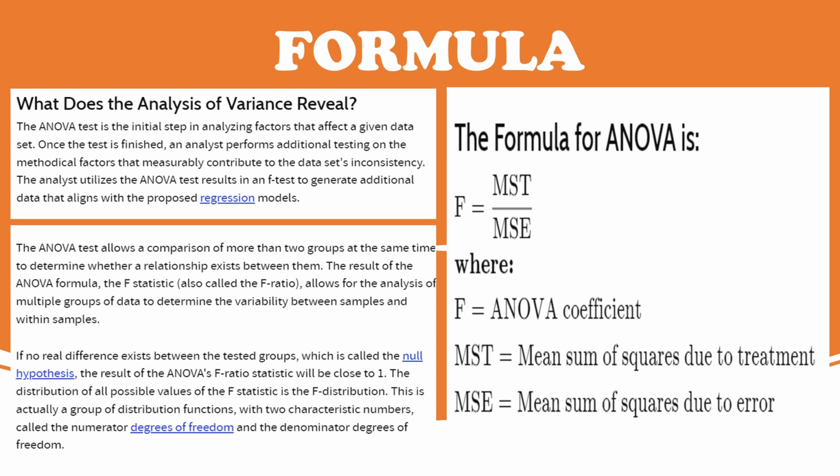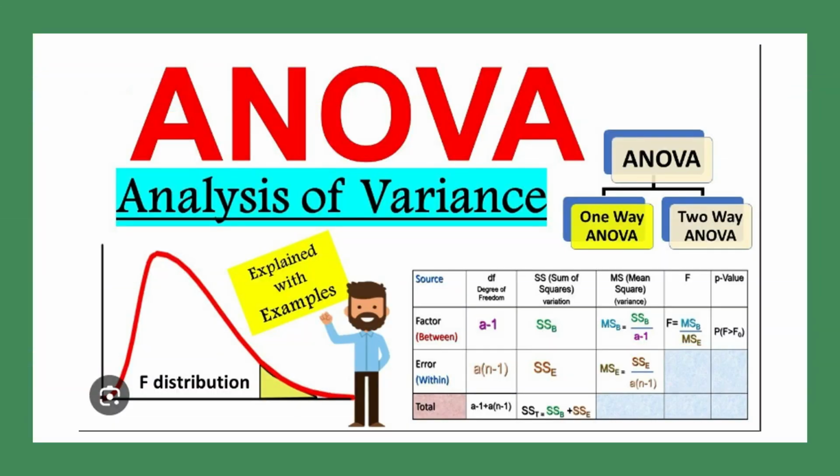So here's the formula for ANOVA. F is equal to MST divided by MSE, where F is equal to the ANOVA coefficient. MST means mean sum of squares due to treatment. MSE means mean sum of squares due to error. So this is how the table looks whenever you're going to conduct this test.